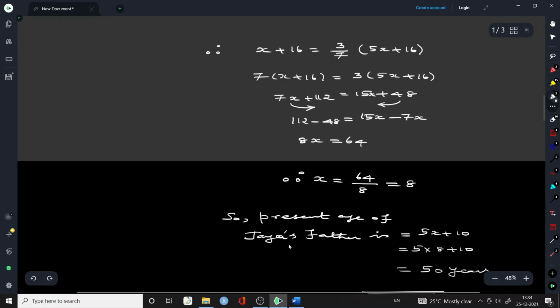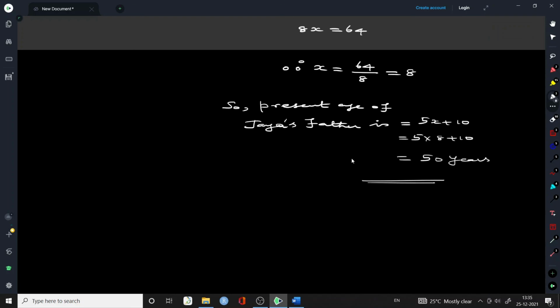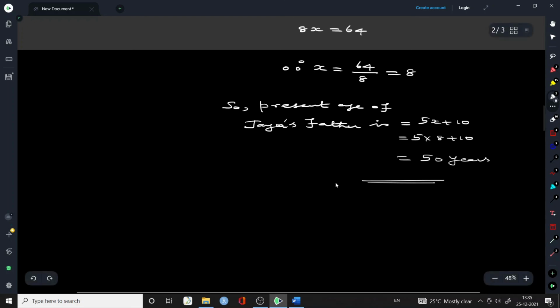So the present age of Jaya's father is 5x plus 10. But x is 8 that we have found. So 5 times 8 is 40. 40 plus 10 is 50 years. So in either case, we see that the age of the father comes out to be the same. So it is the question of the person who is doing the problem whether to keep the age in the future or in the past. So it is up to him to decide.